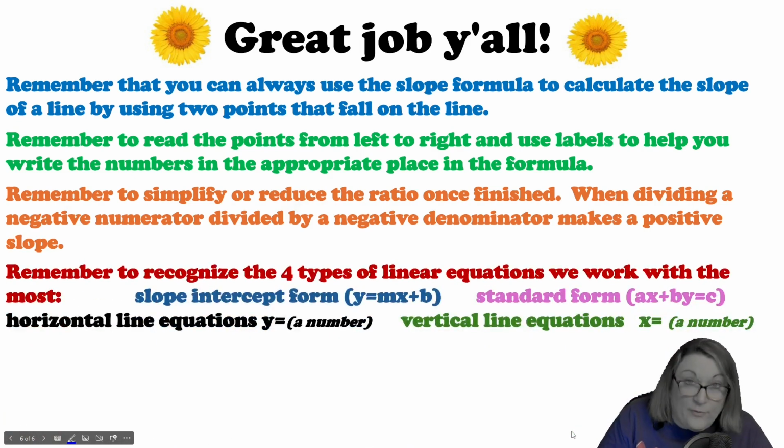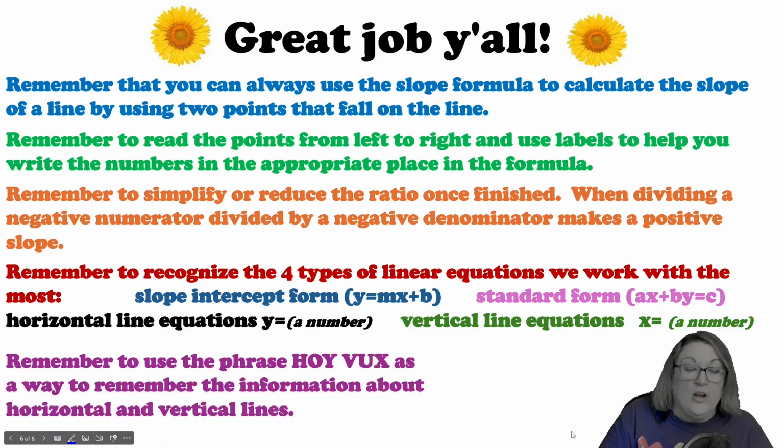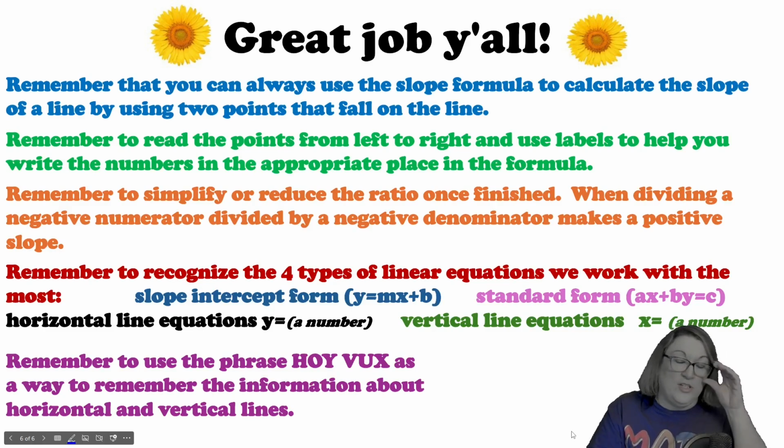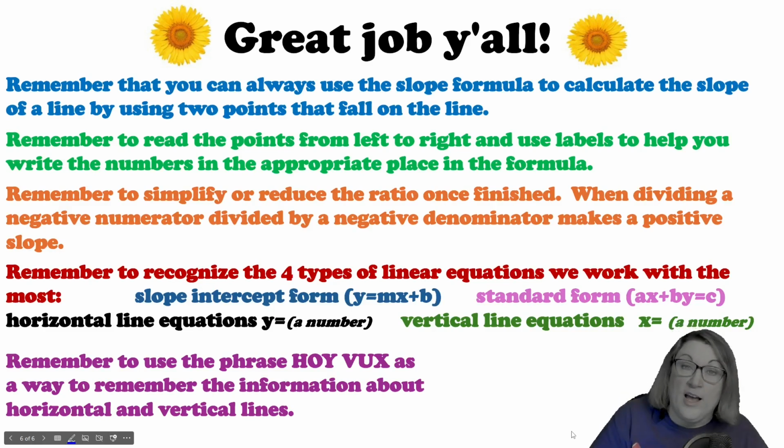Remember to recognize the 4 types of linear equations we work with the most. The slope-intercept form, which is y = mx plus b. The standard form, ax plus by = c. And then the horizontal line equations, which is y = some number. And the vertical line equations, which is x = some number. And also remember to use the phrase Hoy Vux as a way to remember the information about horizontal and vertical lines. So that concludes our lesson on how to use the slope formula and how to identify slope from equations.